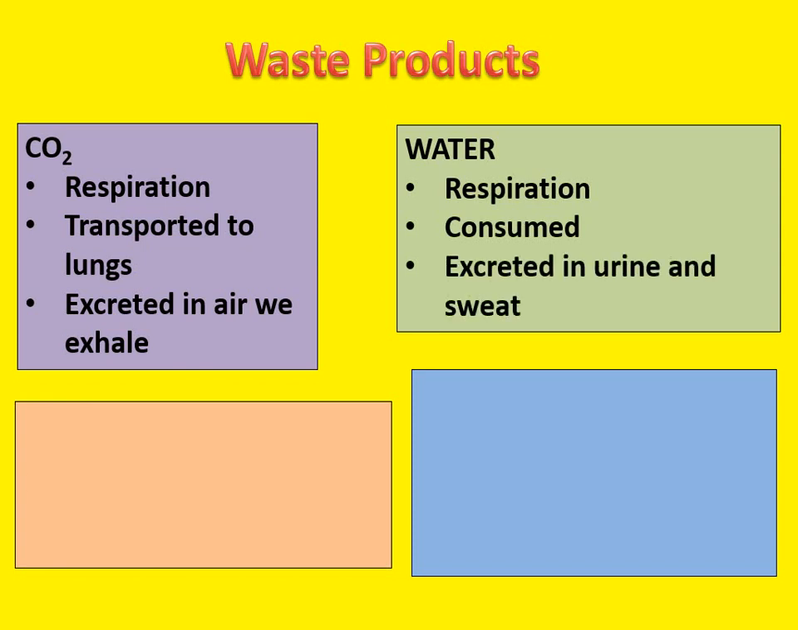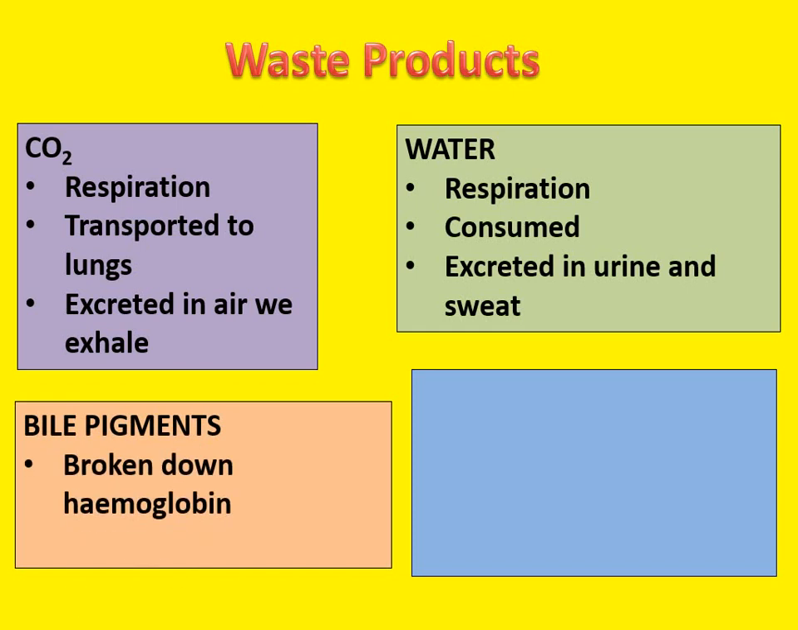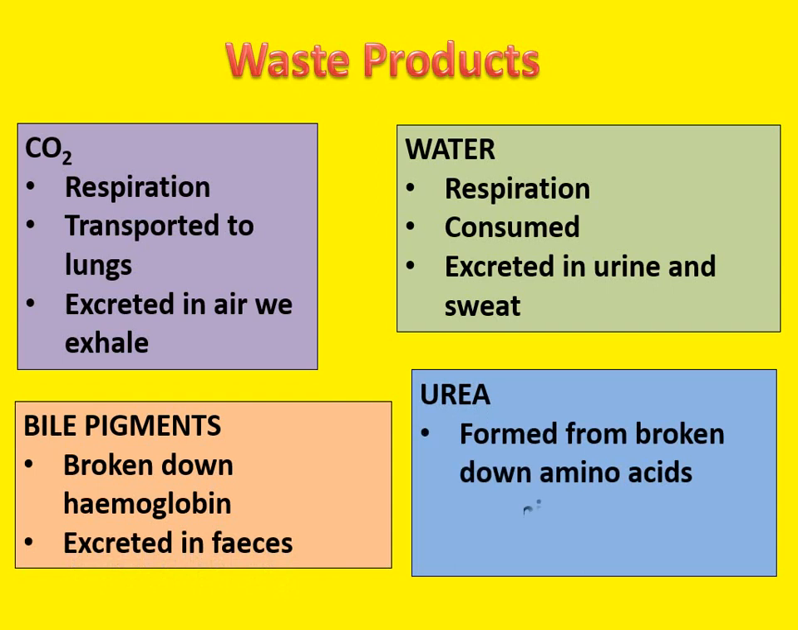The third type is bile pigments, and these are basically just broken down hemoglobin or red blood cells, and they are excreted in the feces. Urea is the third and final type. This is formed from broken down amino acids through deamination, and it is excreted in the urine.